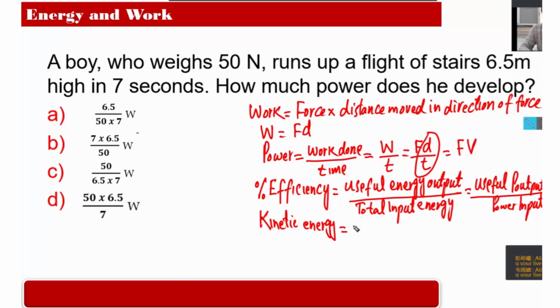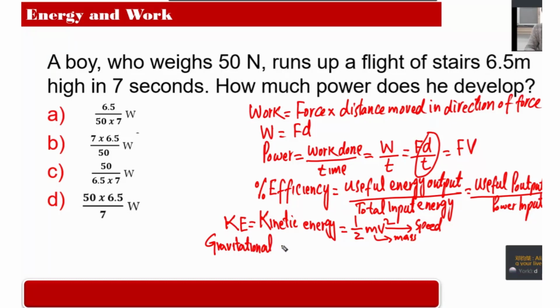Kinetic energy is equal to 1/2 mv squared. m is the mass, and v is the speed. So this is how we can define kinetic energy. Often we write KE: K for kinetic, E for energy.